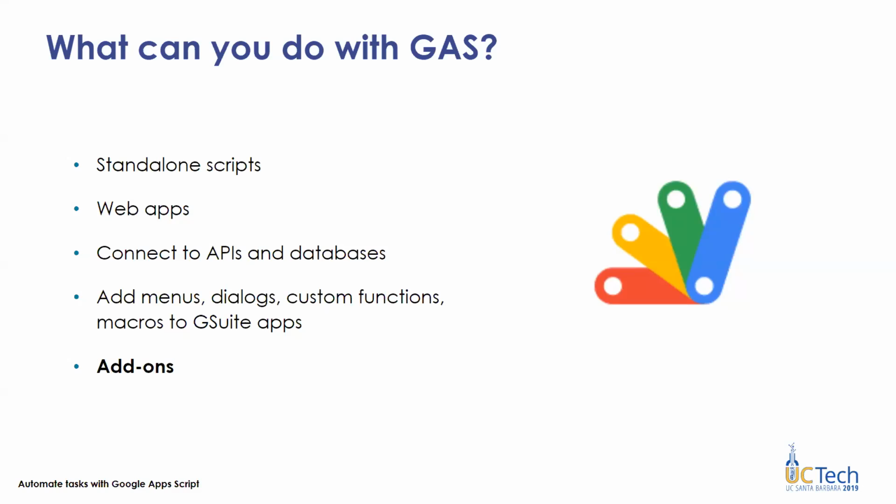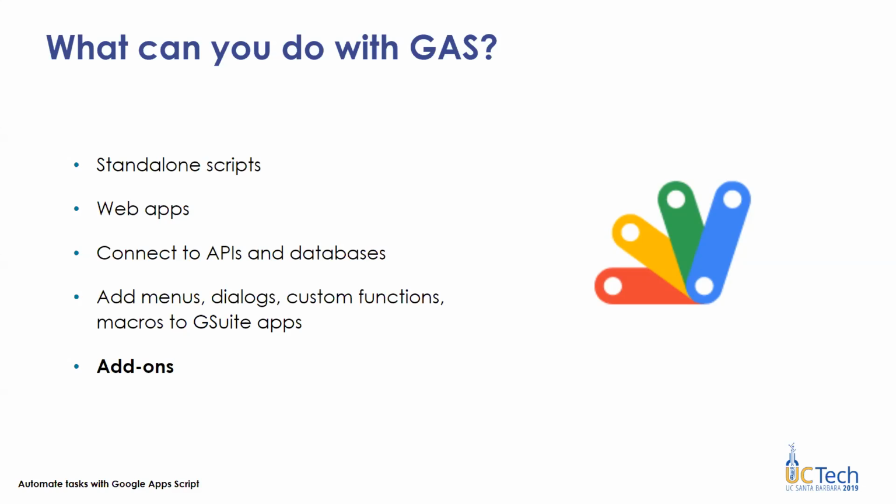They also have web apps. So these are basically just get and post endpoints. So if you have maybe another API that's calling, that you want to have interact with some app script, you can have it call your web app, which is just a URL, basically. You can connect to other APIs, your own or third-party APIs and databases through URL requests and JDBC requests. And in Sheets in particular, you can add things like custom functions and custom macros.